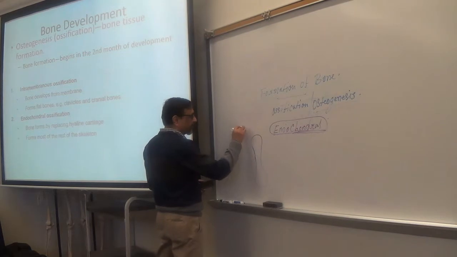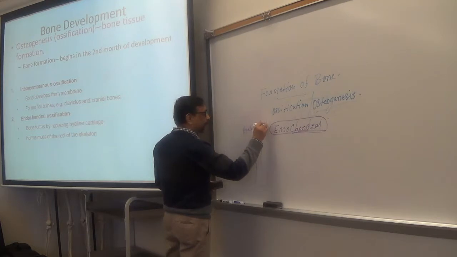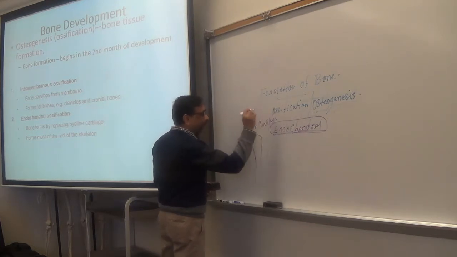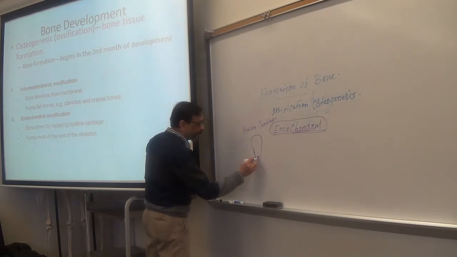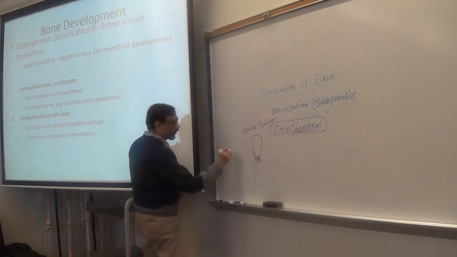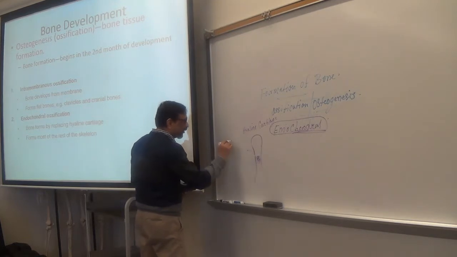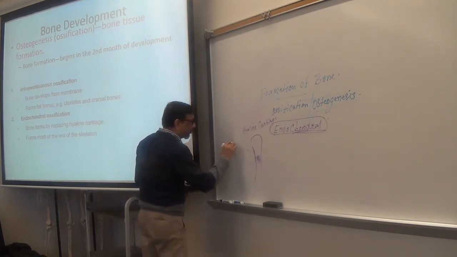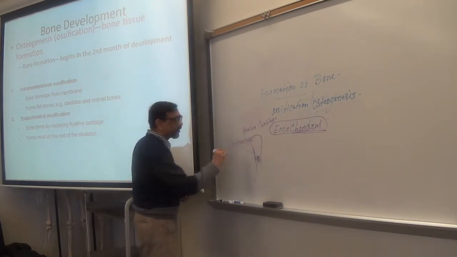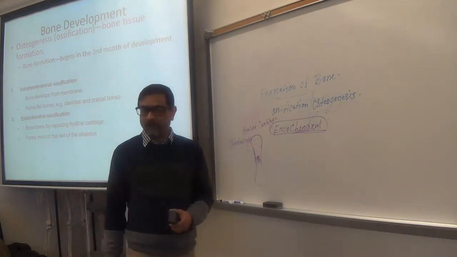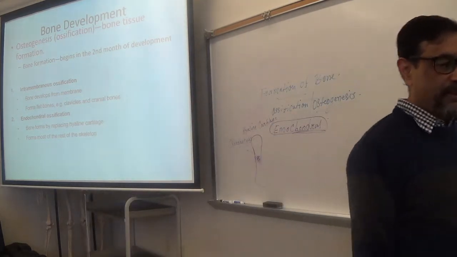This is hyaline cartilage. In the center of the hyaline cartilage, these are chondrocytes, right? Chondro means cartilage, cyte is cell. I mentioned that. Chondrocytes, cartilaginous cells, mature cartilaginous cells, chondrocytes.